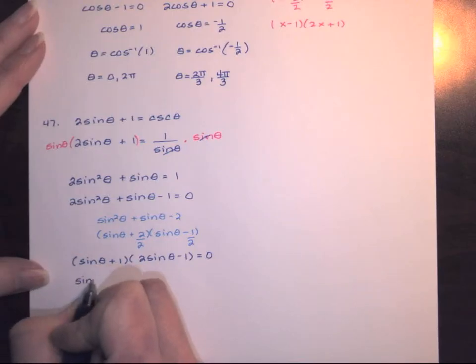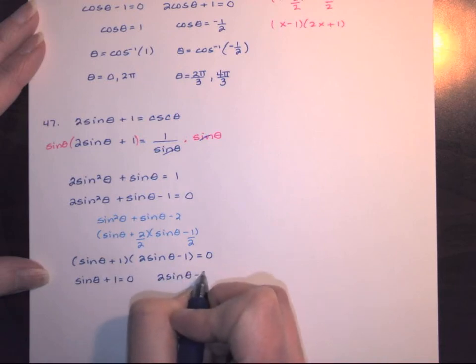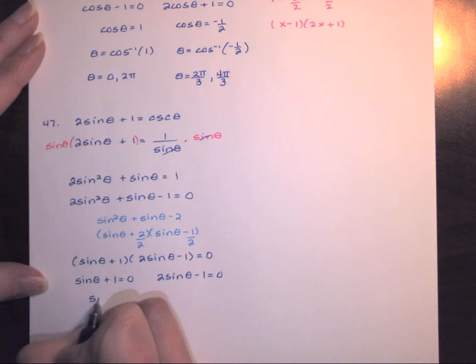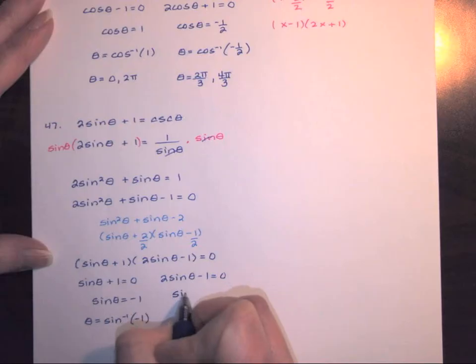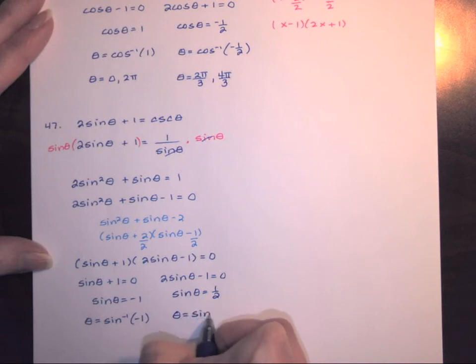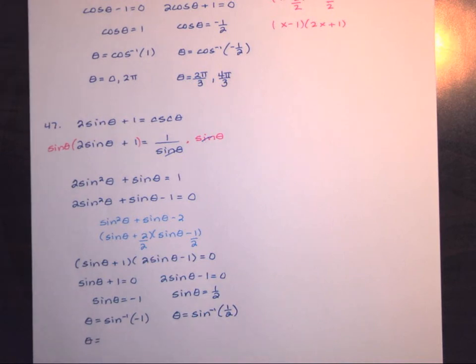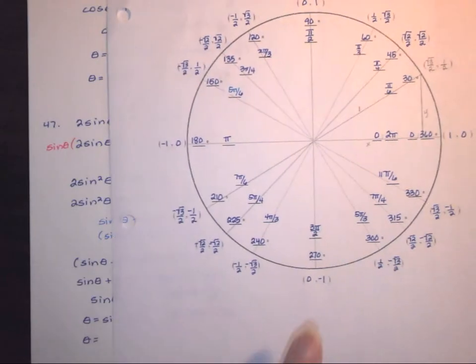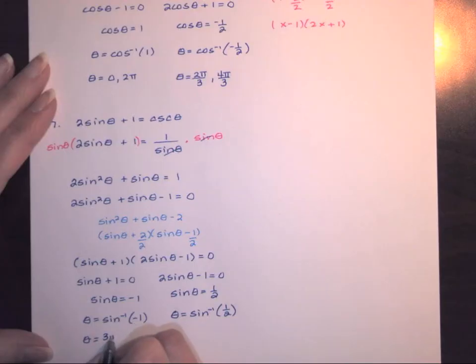So I have sine theta plus 1 equals 0, and 2 sine theta minus 1 equals 0. This gives me sine theta equals negative 1, which means theta equals inverse sine negative 1. Over here, sine theta equals 1/2, so theta equals inverse sine 1/2. Now, sine is a y value. Where is my y value negative 1? Right here, 3 pi over 2. So this is going to give me 3 pi over 2.